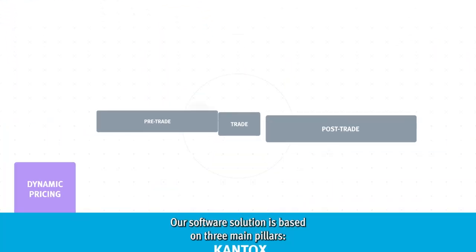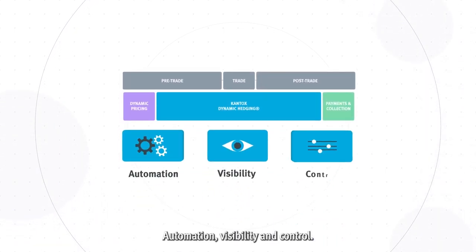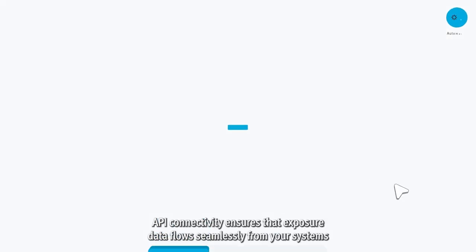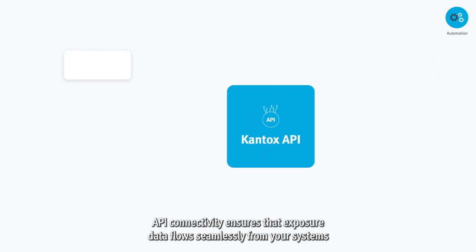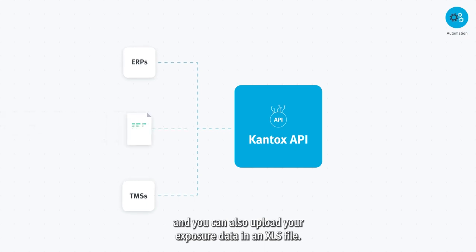Our software solution is based on three main pillars: automation, visibility, and control. Automation. API connectivity ensures that exposure data flows seamlessly from your systems, such as your ERP or any other data source, to the Kantox solution, and you can also upload your exposure data in an XLS file.